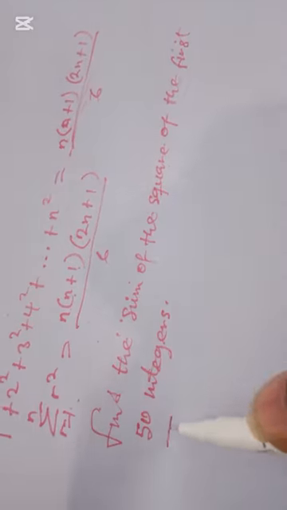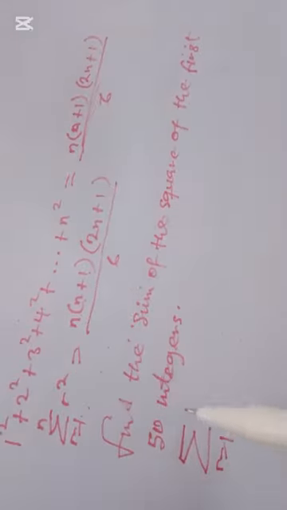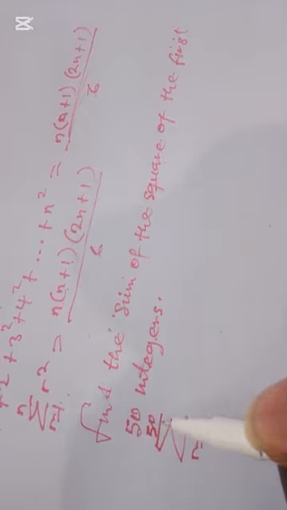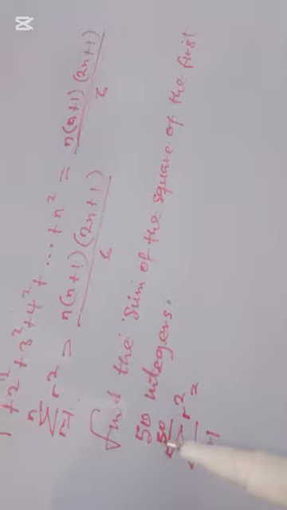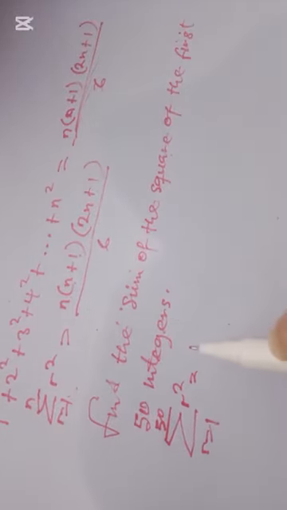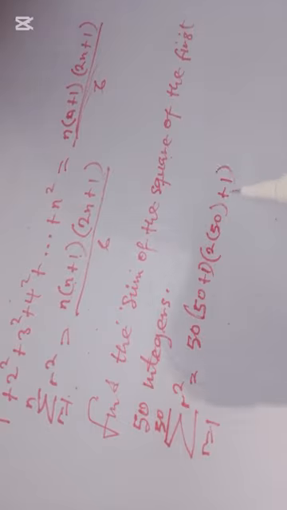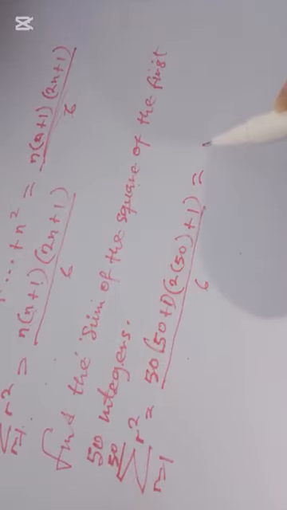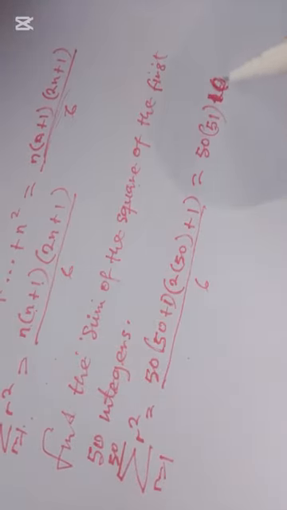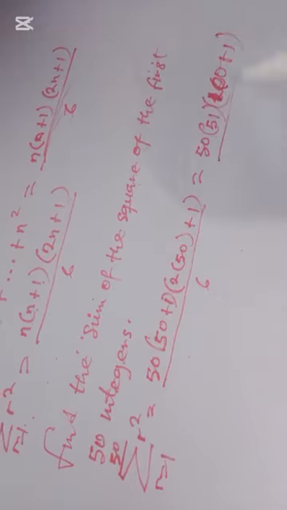So we are going to have the summation of r from r equals 1 to 50, that's our n, of r squared, which equals n into n plus 1 into 2n plus 1, all divided by 6. With n equal to 50, I'm having 50 into 50 plus 1, that's 51, into 2 into 50 plus 1. 2 multiplied by 50 is 100, and then 100 plus 1, all divided by 6.